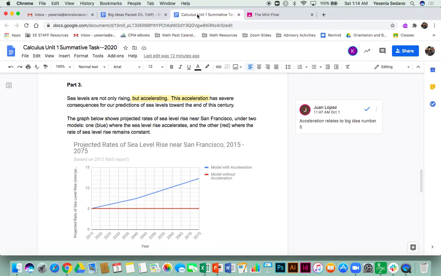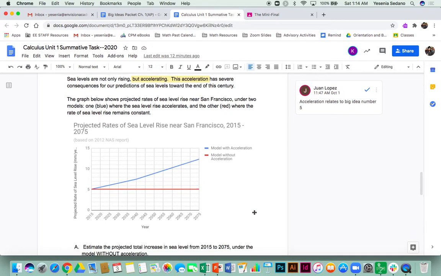So the graph below shows projected rates of sea level rise near San Francisco under two models. The one in blue is when we have a model that accelerates, and the one in red where the sea level rate remains constant. Now, whenever you're looking at a graph with data, always look at what the y-axis and x-axis are giving you, because what am I looking at first? Is this position? Is this velocity? Is this acceleration?